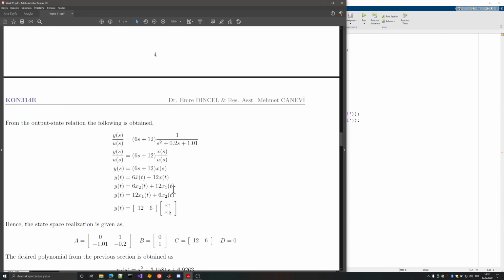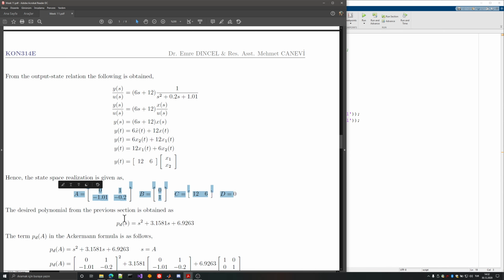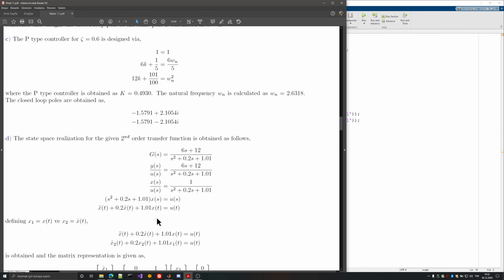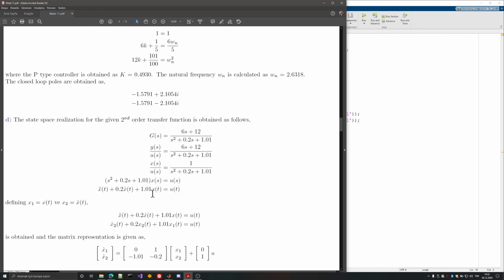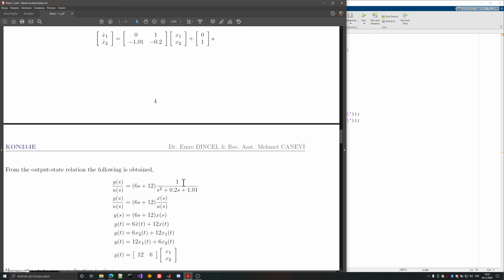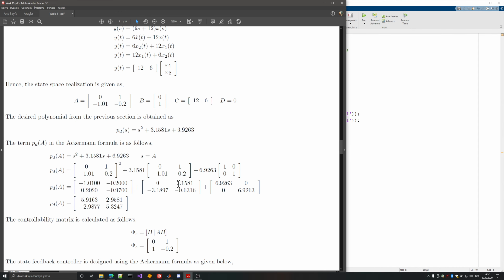Since there is no direct coupling term, you get the state space here. Now we will use the same poles to assign it. Remember that we have designed a p-type controller. We've shown that this is basically a pole pair of the closed loop. And then I'm basically trying to design the same state feedback controller here.